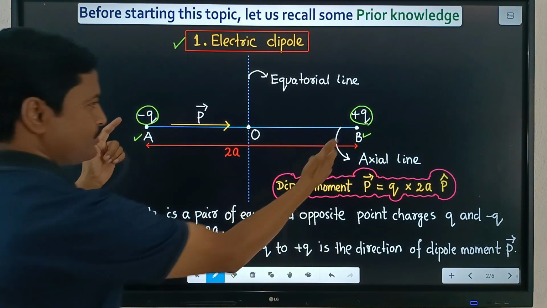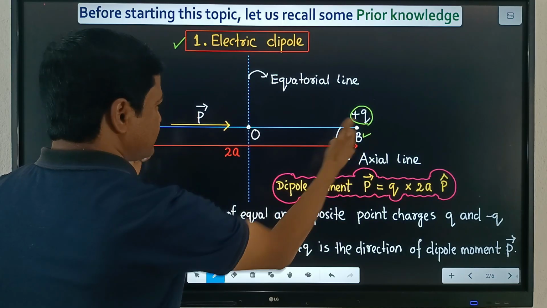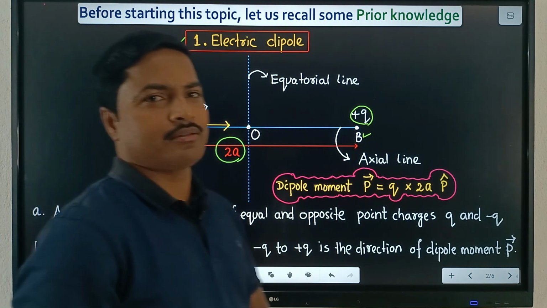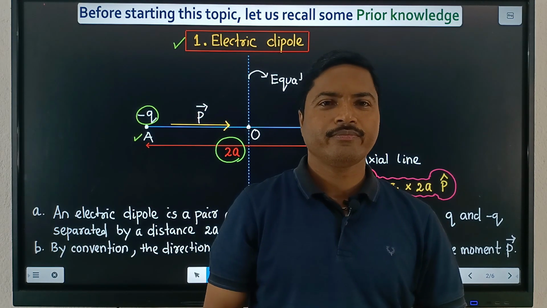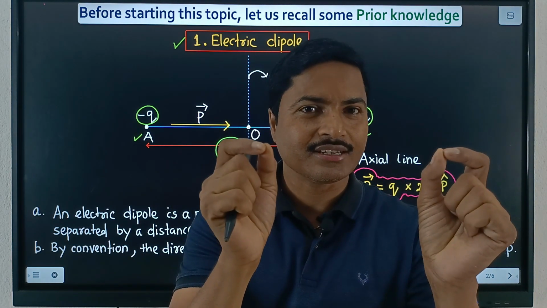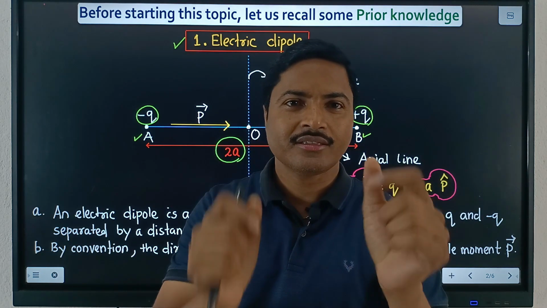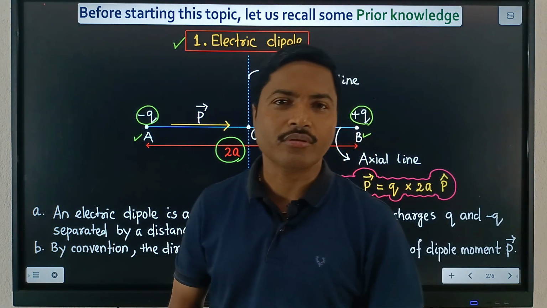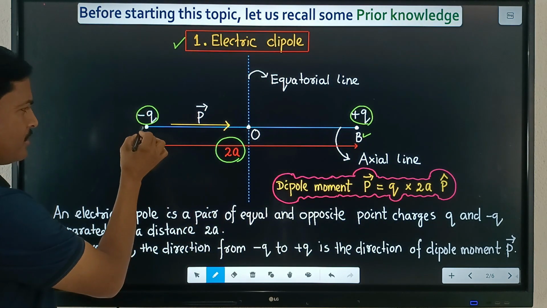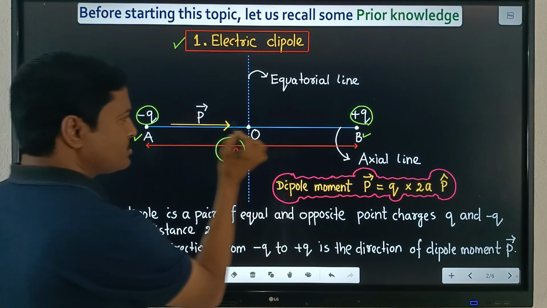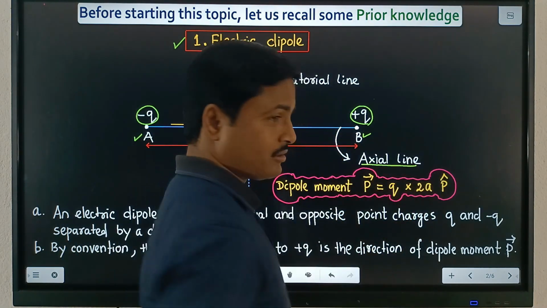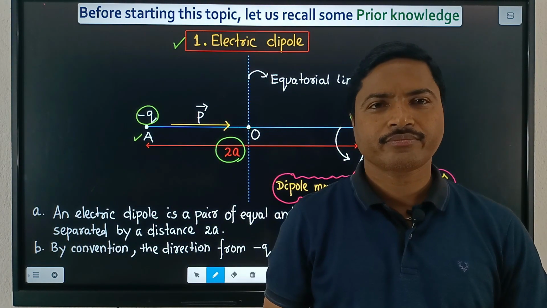And this is the distance between the two charges, A to B. This distance we write as twice of a, and that is an electric dipole. That means simply if we take two equal and opposite charges separated by a distance, that is known as the electric dipole. And you know the axial line. This is the line passing through the minus q charge, the plus q charge, and the center of the dipole, and it is known as the axial line. You know that.